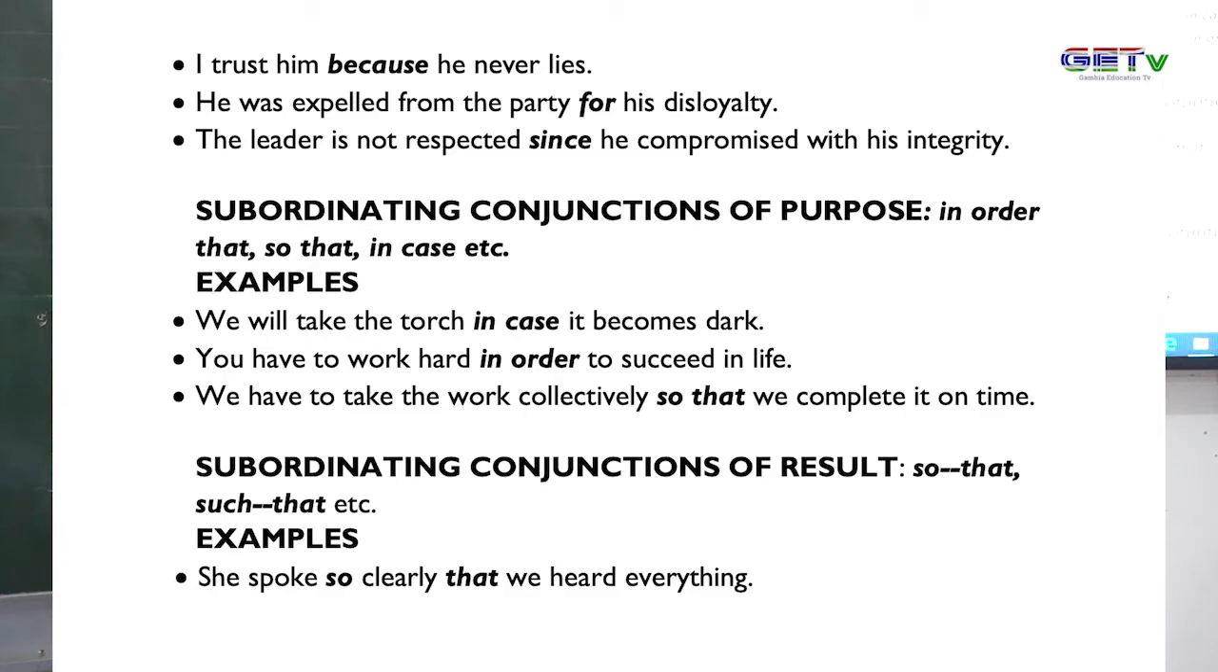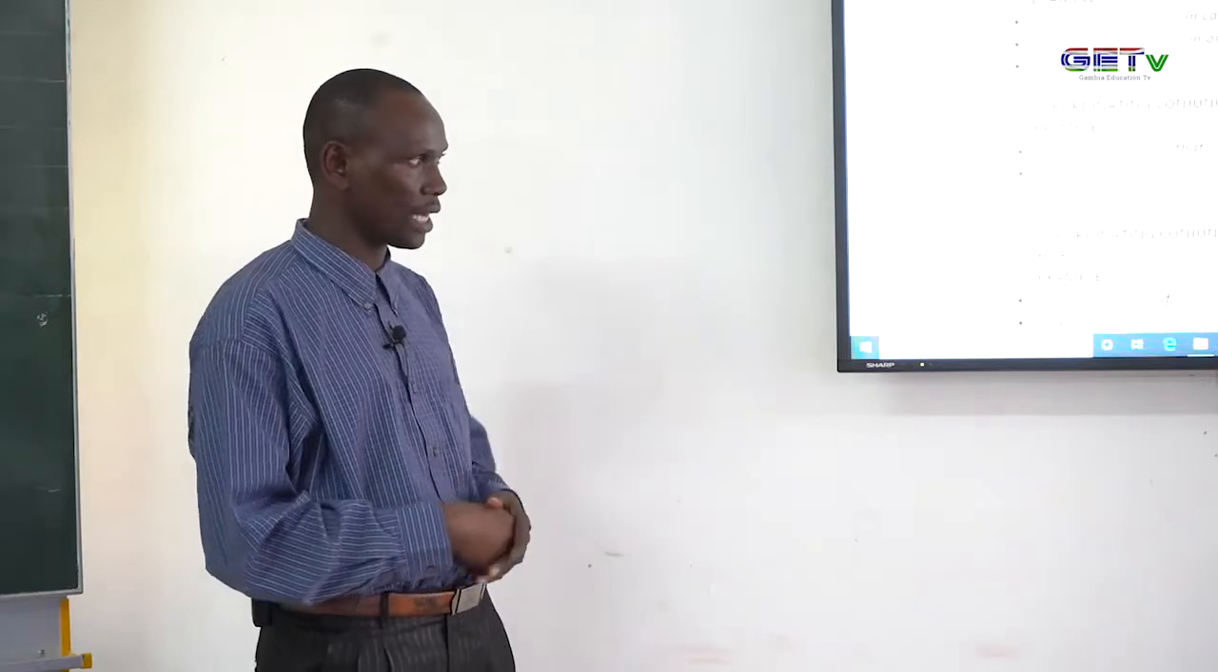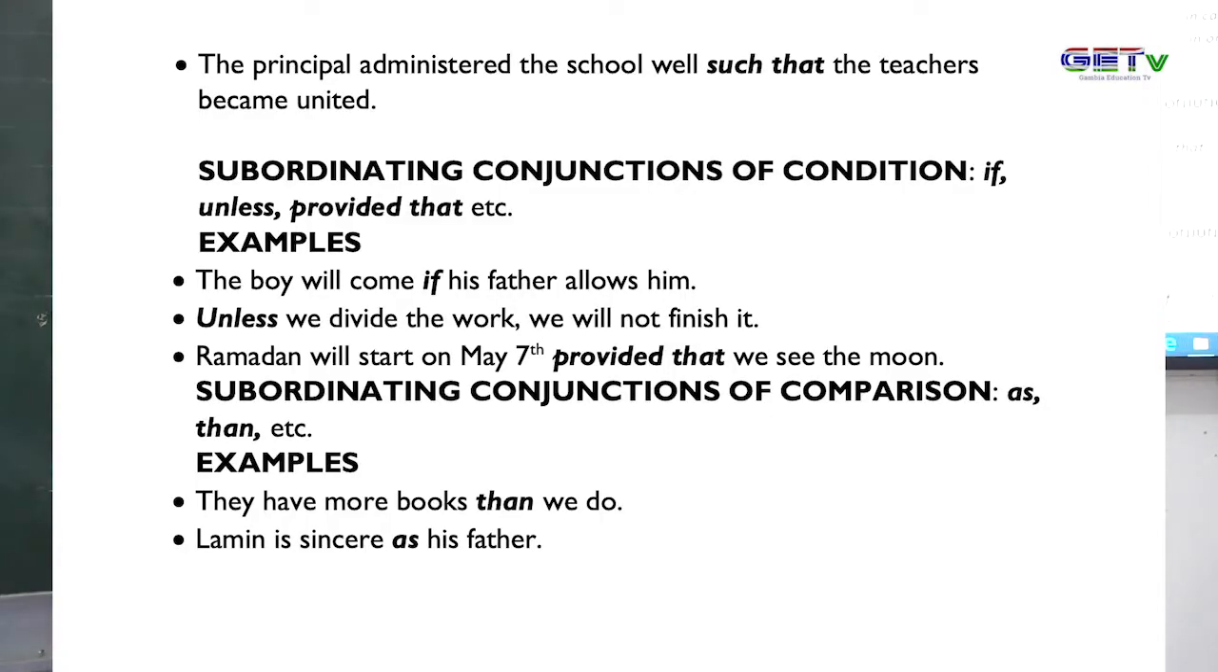Example 1: She spoke so clearly that we heard everything. The "so that" is connecting the two, so it is the conjunction there. Number 2: The principal administered the school well such that the teachers became united. So the "such that" is also acting as the conjunction there, connecting the two statements, the sentences there.